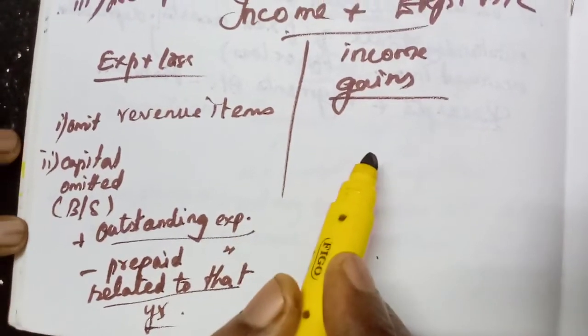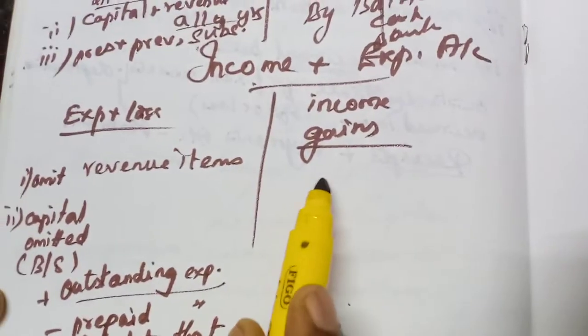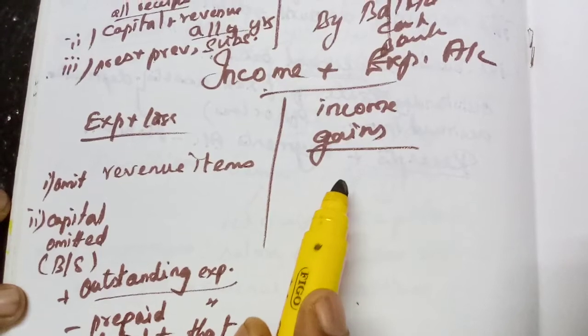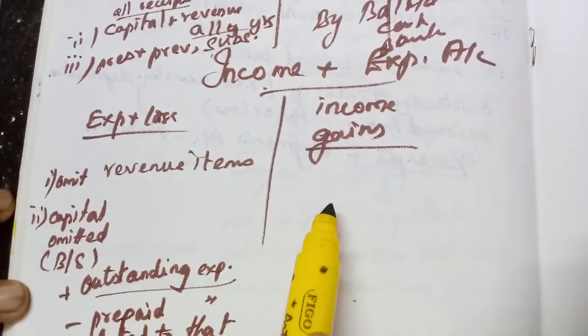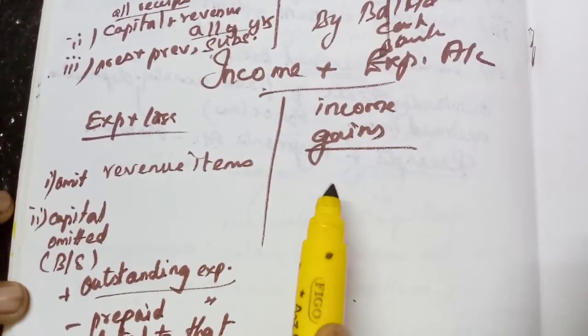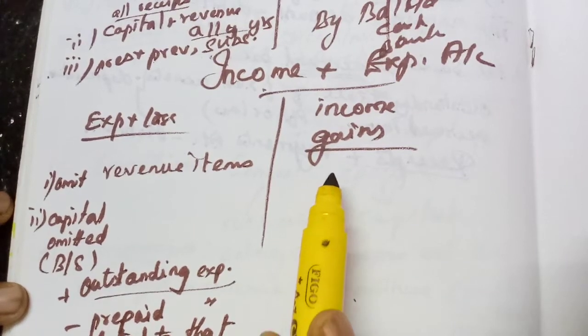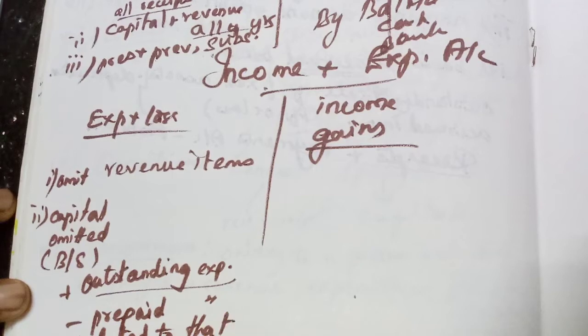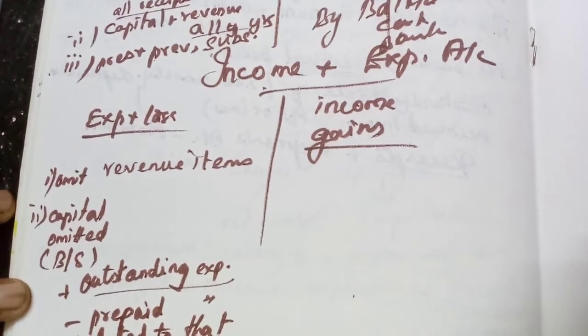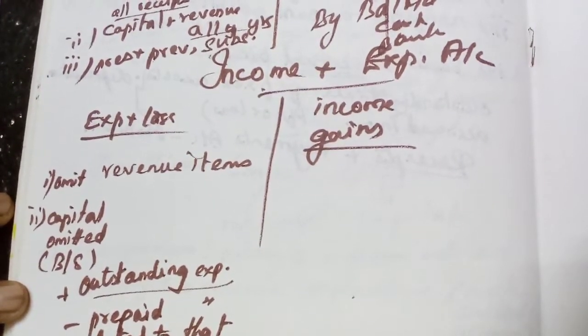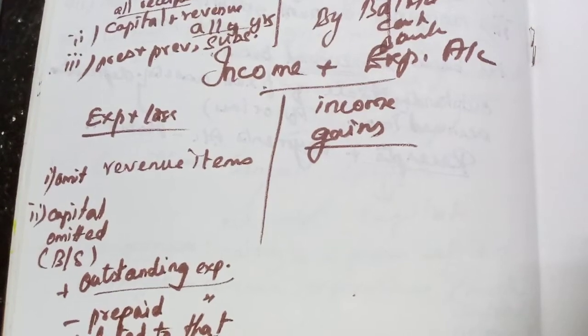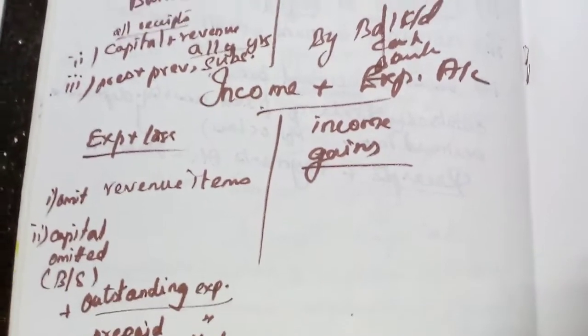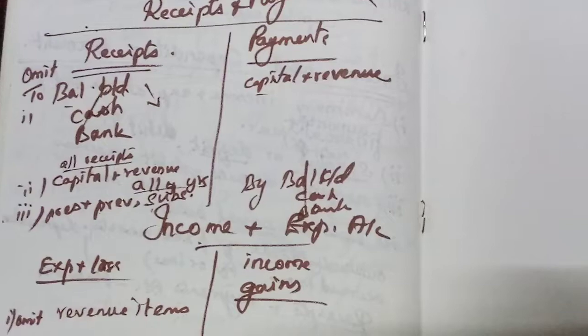In the same way, the income also. Any income accrued but not received related to this year should be included. But if any income that we have received is related to the next year, we must not take that. We have to deduct that particular income. Understood now? Now, in the receipts and payments account, we have omitted some items.